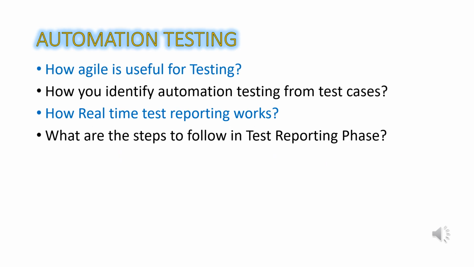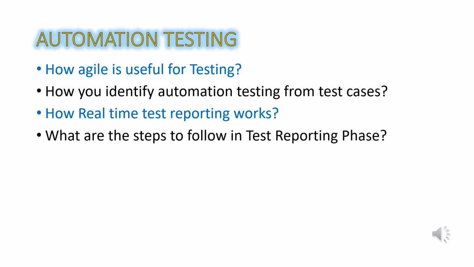Automation testing questions. First one is how Agile is useful to testing. Agile provides a V method. So whenever a development of any module is finished, it will be immediately tested and expected results given to the team. So if it has any issues, then the bugs are immediately raised and it will be immediately closed at that stage itself, and the module will be completely closed. So Agile is very useful for testing.